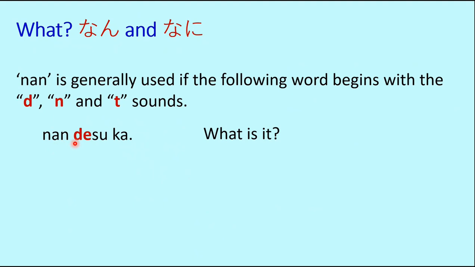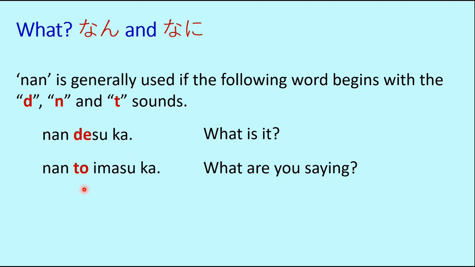Here you can see the sound following nan is de. Since it is part of the da sounds, it will be nan desu ka. It will not be nani desu ka because there is the da sound. So according to this rule, nan desu ka, what is it? Then let's see some examples of ta and na sounds as well. Nan to imasu ka means what are you saying? Here again, it's a ta sound after the what question, so that's why it's nan and not nani.